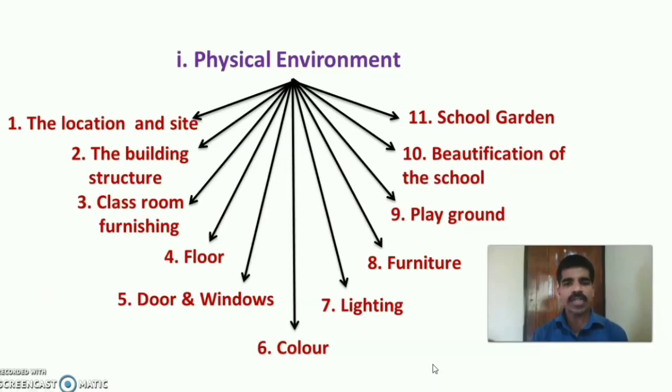The physical environment includes 11 different points. First one is the location and the site of the school, the building structure of the school, classroom furnishing, floor, the doors and windows, color, lighting, furniture, playground, beautification of the school and the school garden. Let us discuss these points.